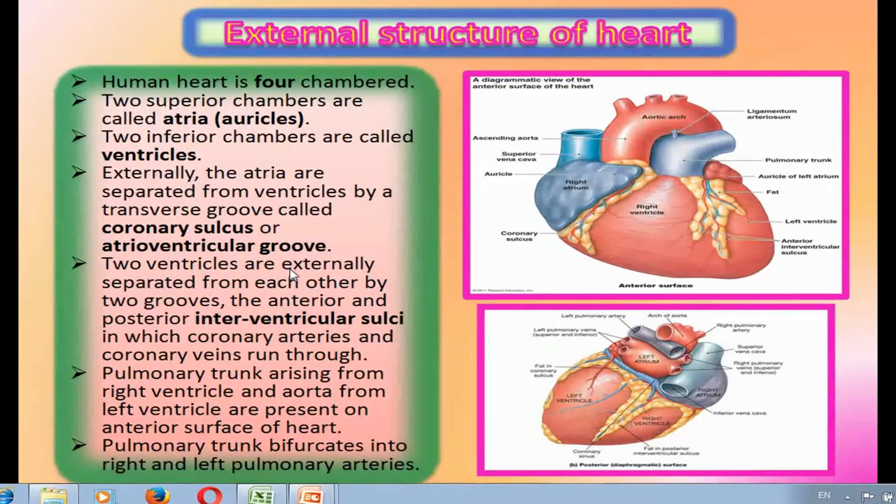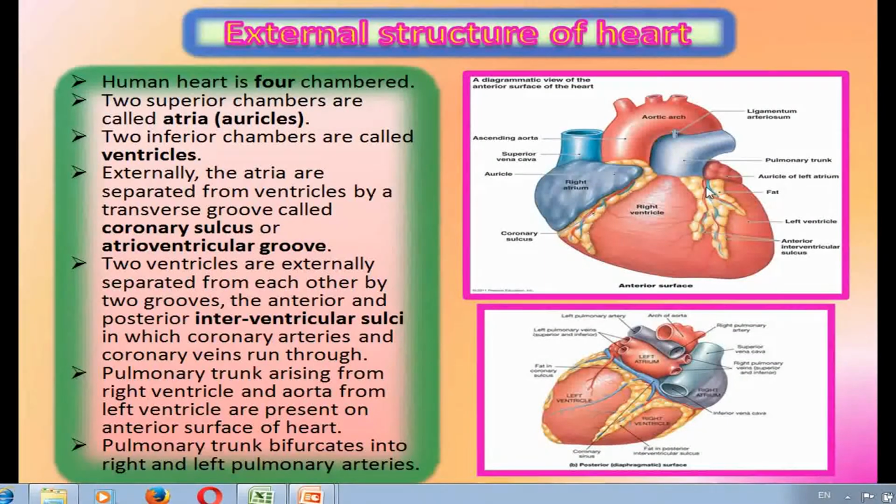The two ventricles are externally separated from each other by two grooves, the anterior and posterior interventricular sulci, in which coronary arteries and coronary veins run. The two ventricles, the right ventricle and left ventricle, are externally separated from each other by two grooves.